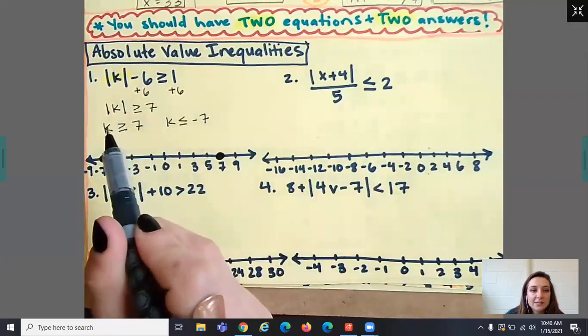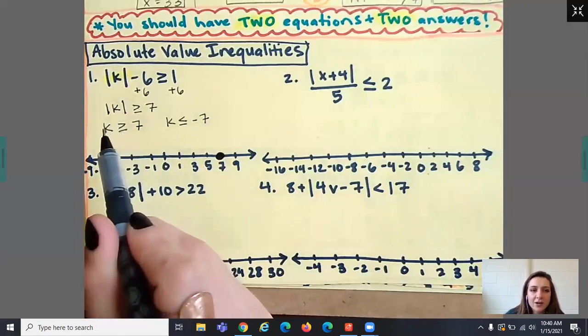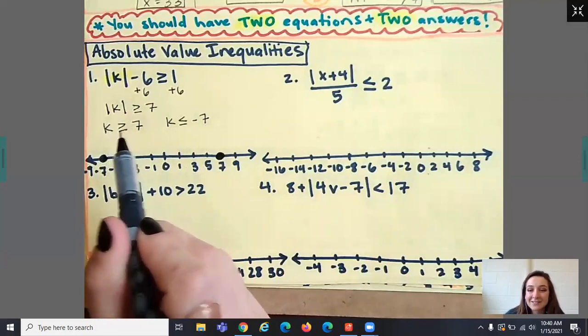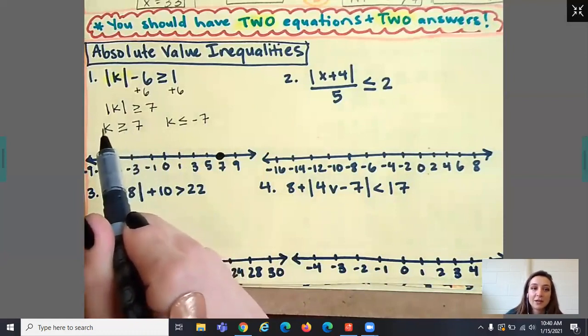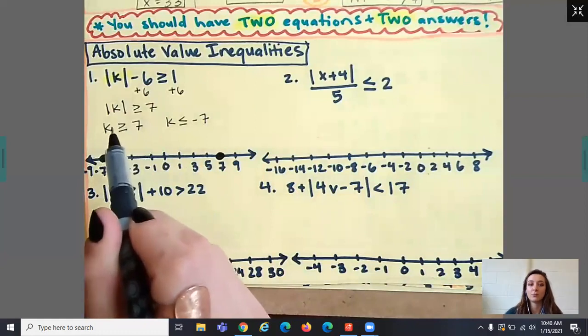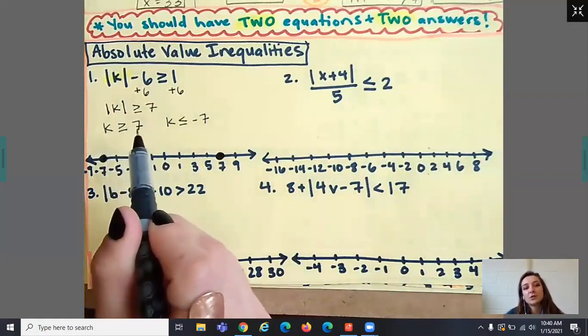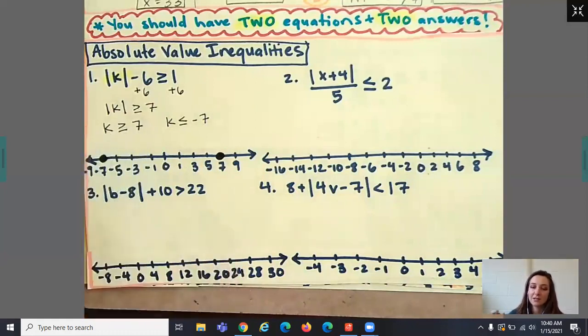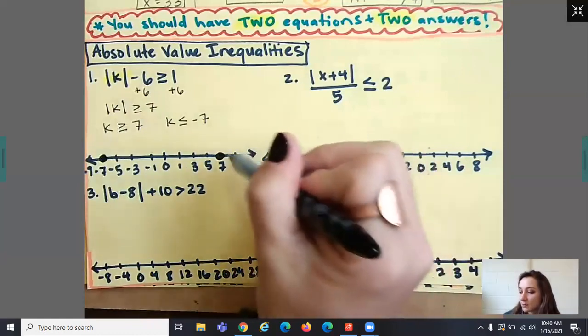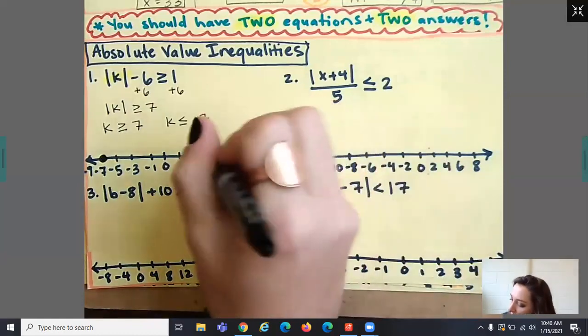Okay, so our first one is k is greater than 7. In other words, we have this little alligator here. This is how a lot of people like to look at it. So what would make the alligator want to eat something on this side? In other words, what is bigger? Numbers that are bigger than 7 are 8, 9, 10, etc. So that means that we're going to be shading in this direction.